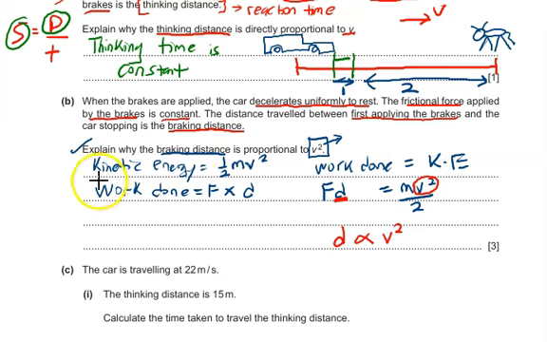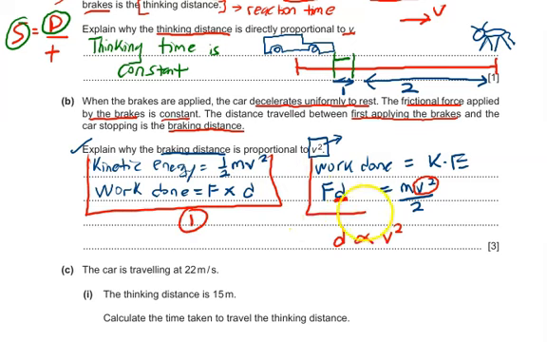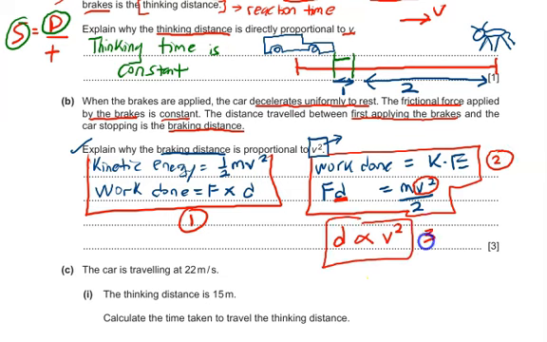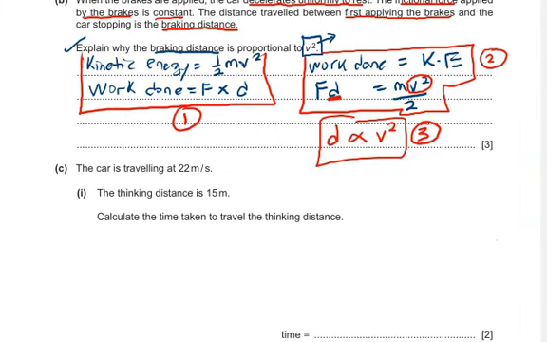In your explanation, here will be 1 mark, and here you have to write that the work done equals the kinetic energy. This will be the second mark, and the last one is this. This is your 3 marks. So in your explanation, you have to include all of this. Now let us move on with the next one.